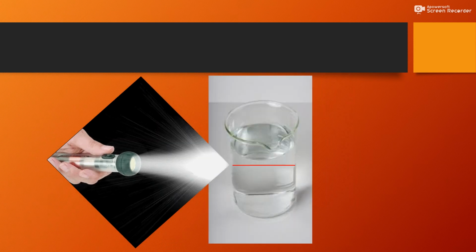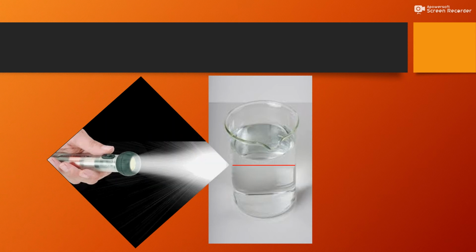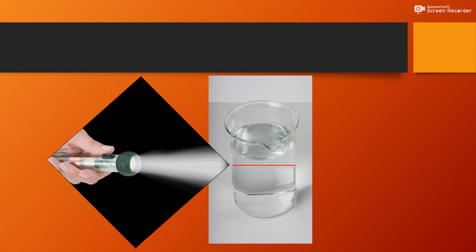Now we will shine the torch through the third beaker, which contains milky water. Now here we can easily see a light beam which passes through it. This is the Tyndall effect. Let us discuss it in detail.